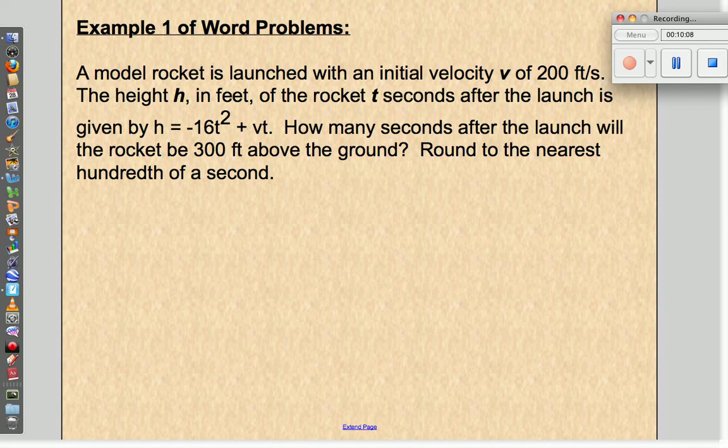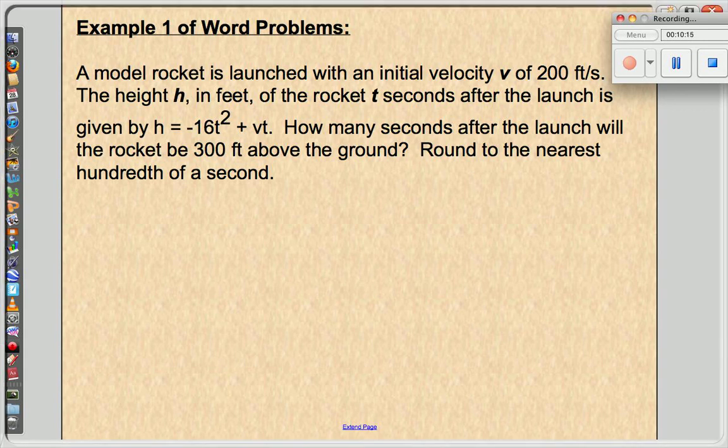A model rocket is launched with initial velocity, v, of 200 feet per second. The height, h, in feet, of the rocket, t seconds after the launch is given. So here is my formula: h equals negative 16t squared plus v times t. How many seconds after the launch will the rocket be 300 feet above the ground?